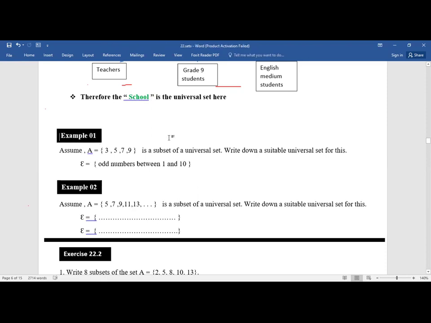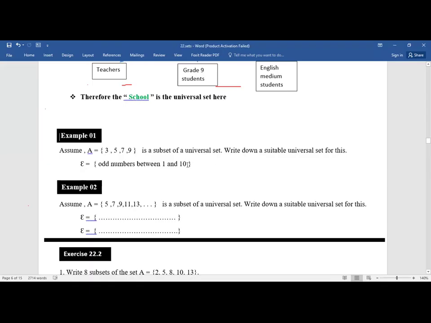Example number 1. It says, assume A equals 3, 5, 7, 9. A is a subset of a universal set. Write down a suitable universal set for this.